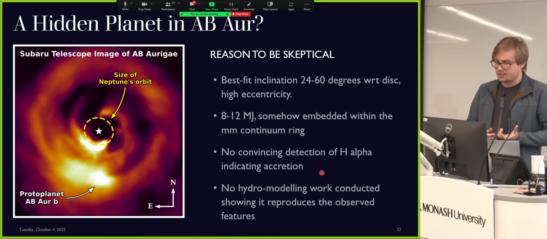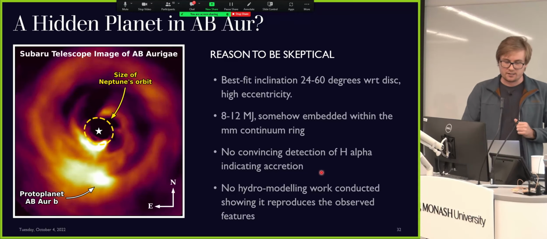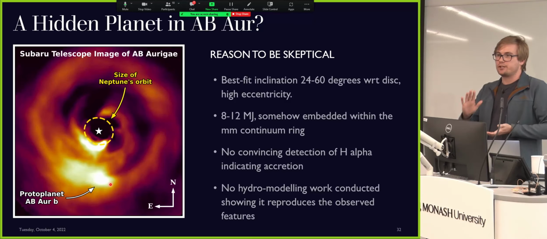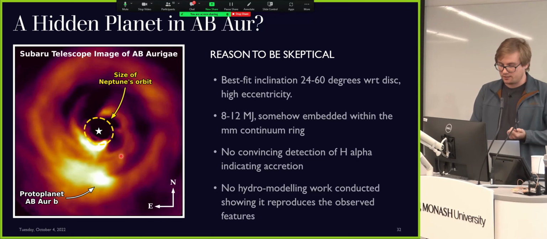There's no convincing detection of accretion. There is additional H alpha emission down in this region, but it's not clear if that's H alpha emission scattering off of the disk, because you also see lots of H alpha all throughout the disk in regions that are excessively bright, like this spiral arm here.